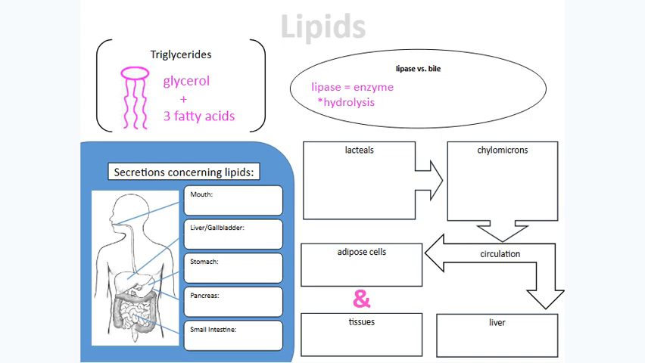Bile, on the other hand, is not an enzyme, so it doesn't chemically break apart the triglyceride molecule, but it's important for a different reason. So, in general, you'll see either bile or maybe bile salts because it's not one molecule, it's kind of a category of molecules. But fat, so think about maybe if you go to the grocery store and there's a bottle of salad dressing that has oil in it.